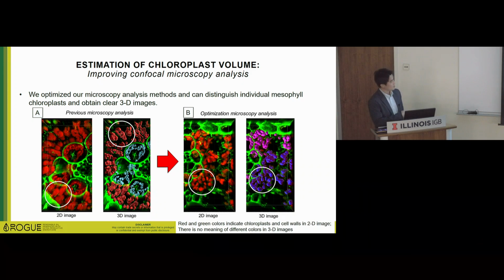This is our previous LSM image. One of the big issues is that if the chloroplasts are too close to each other, the computer cannot distinguish individual chloroplasts, so as you can see, there is this big chunk of mesophyll chloroplasts. Based on this information, we optimized the microscope analysis, and now you can see the two-dimensional image clearly, with individual chloroplasts, and also a clear LSM image of the mesophyll cell chloroplasts.